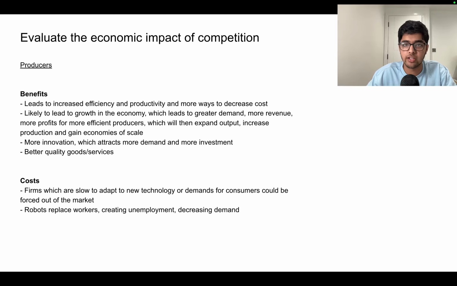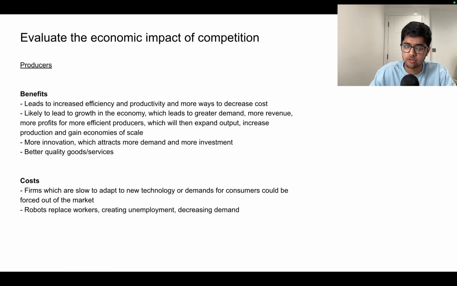This is an example of a chain of reasoning. You go from one point and show how it leads to more steps, and you end up with a benefit or a cost. But you want to show, instead of saying it leads to growth in the economy, which gains economies of scale, you show how, and this is what impresses examiners. There's more innovation, which attracts more demand and more investment, and they have better quality goods and services to supply.